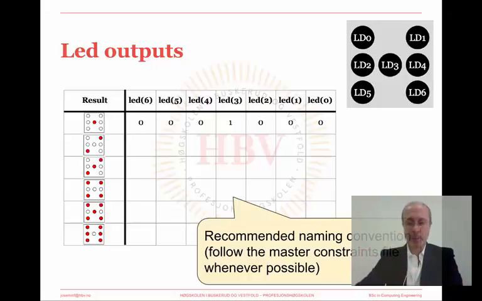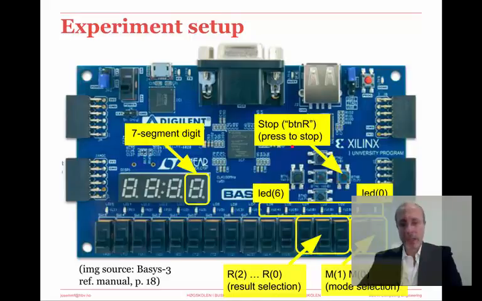Now, this slide shows the allocation of board resources, that is to say, of the switches on the right to the mode and result selection inputs, of the push button on the right to the stop button, of the right wing of LEDs to the dots in the dice, and of the rightmost digit to display the result in decimal form. Please follow this recommendation in order to simplify my task when checking the outcome of the work of the various groups.